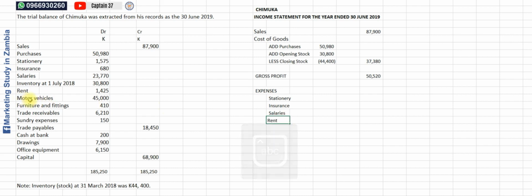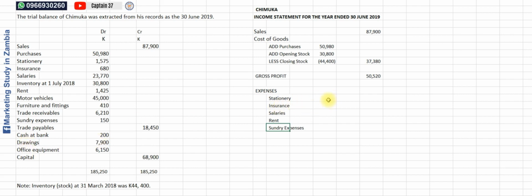Rent. Motor vehicles is not an expense, it's an asset. Furniture and fittings is an asset. Trade receivables, an asset. Sundry expenses, there we go, we put it there. Sundry expenses. Trade payables, cash at bank, drawings, office. So these are the only expenses that we have.